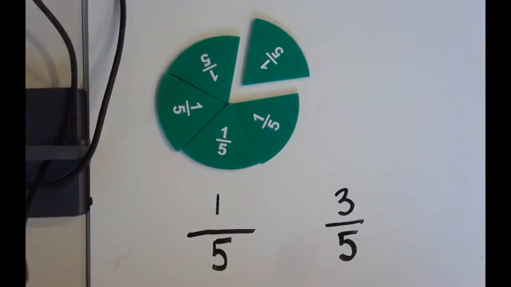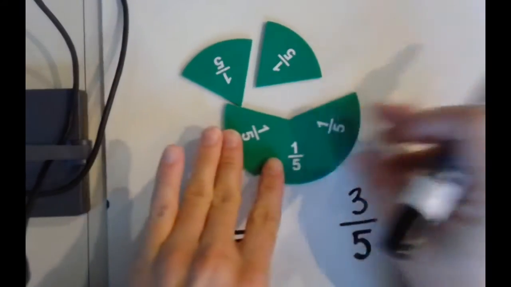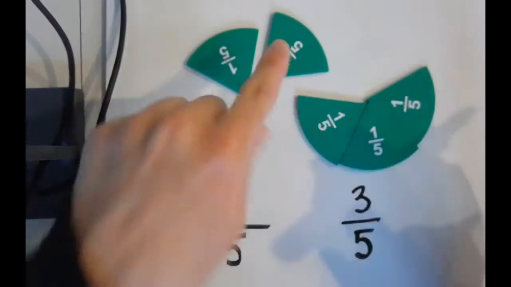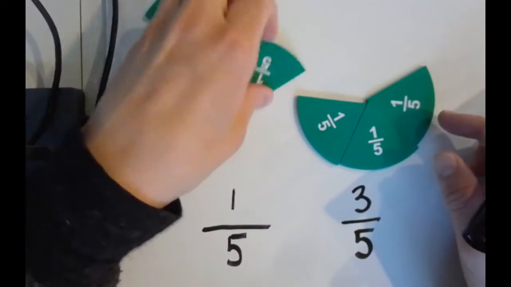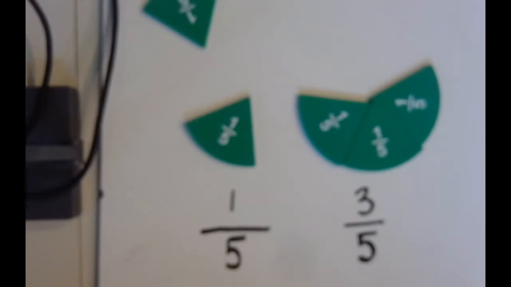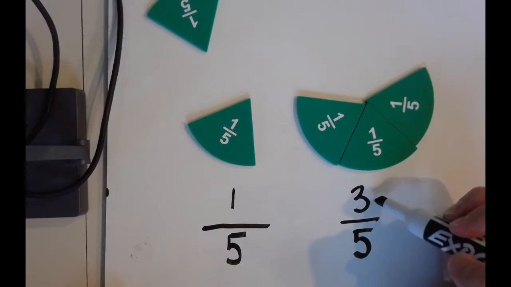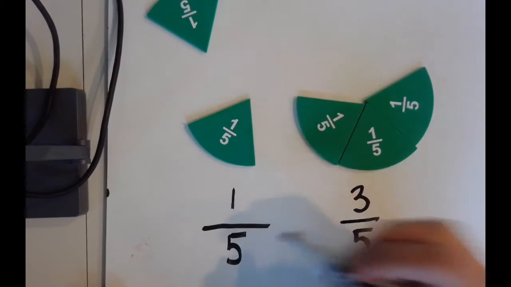So 1/5 my friend ate. I ate 3/5. So here's 1/5 that my friend ate. Here's 3/5 that I ate. Clearly, who ate more? I did. I had more of the pie. I had 3/5 of the pie and my friend only had 1/5.